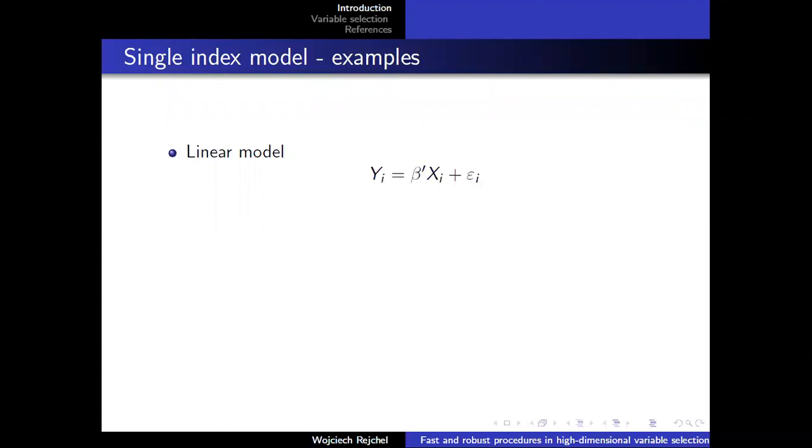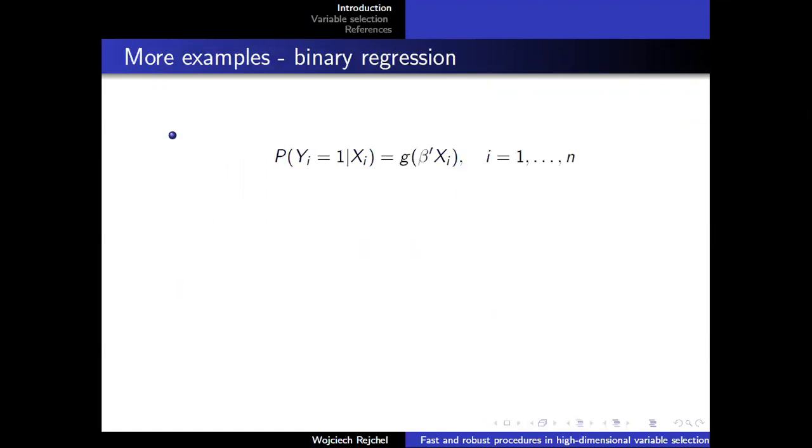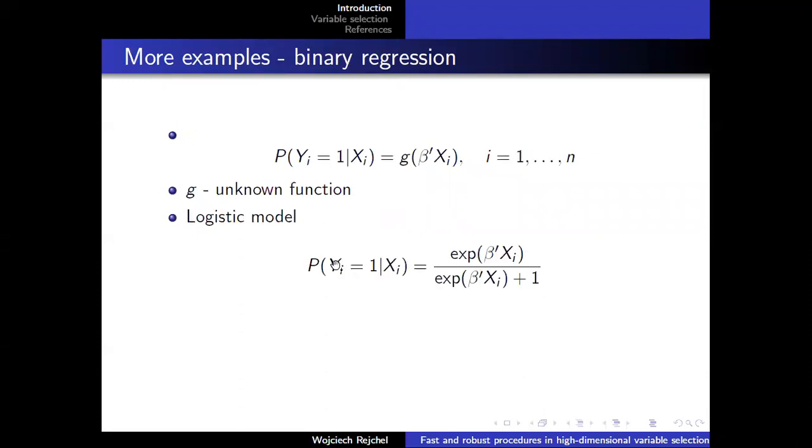There are many examples of models which are contained in the single index model, for instance, the linear model or modified linear models, or binary regression or binary classification. So we assume that Y takes only two values, say 0, 1, and the probability of being 1 given X is given by the function G and the scalar product again. So, for instance, we have the logistic model. Here we have the probit model also.